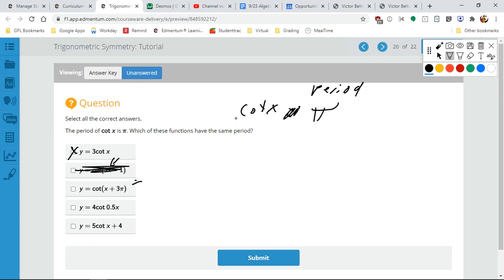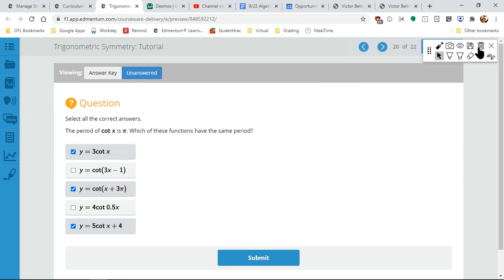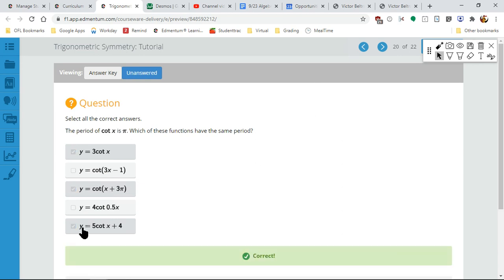This one's okay because this is only moving left or right. In the case that it's plus, it's moving it to the left, but it doesn't change the period. This is changing the period because it's multiplying our angle by something, so that's no good. Nothing's being multiplied by the angle. It is multiplying the function, but again, that only changes the amplitude. So that one's okay. So we're going to click this one, and this one. Submit it. Boom.